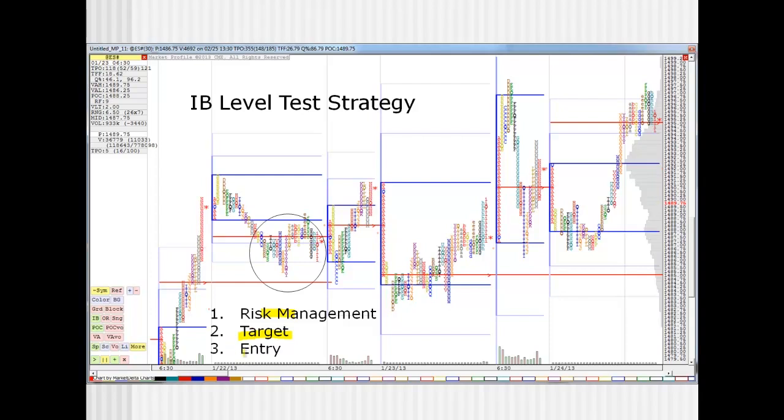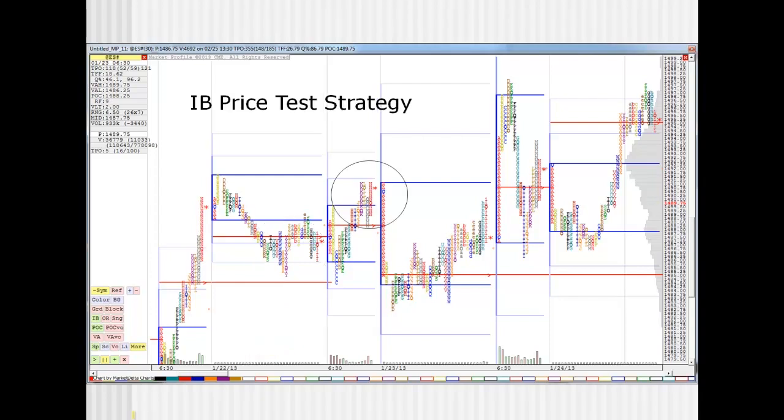The only thing that can be a little bit tricky at times is the exact entry, and I try to simplify it. I don't like to enter too aggressively, so I wait until there is a range extension after the second test failure. Typically you will see a minimum of two tests. Sometimes there is a third, but usually it's just two tests, and if two consecutive tests fail, then the market probably will continue in the opposite direction, and that's why it makes for a good trade based on these IB levels.